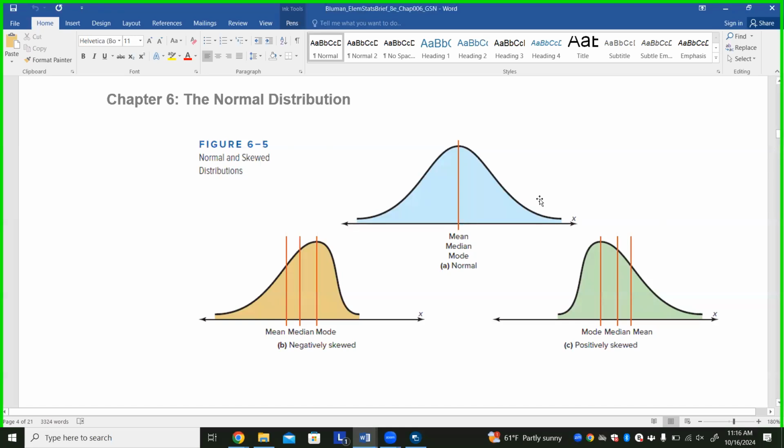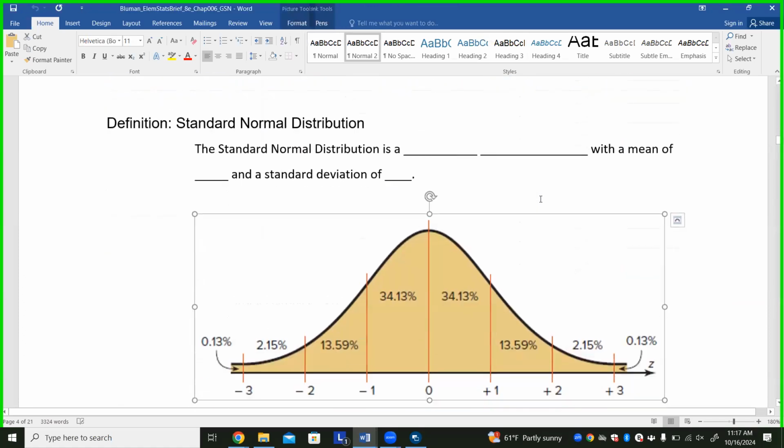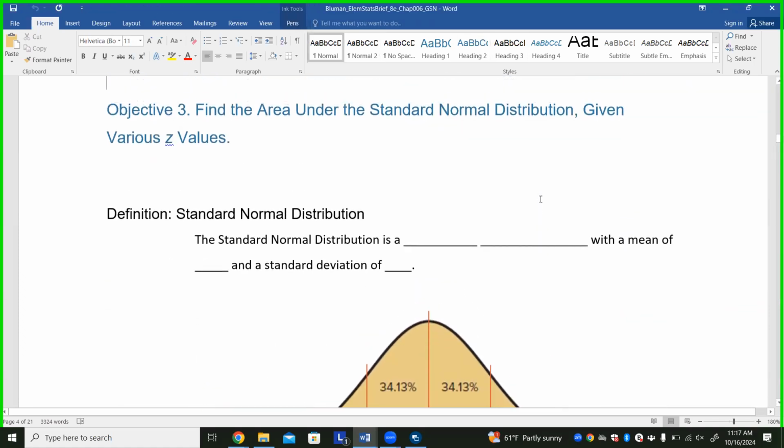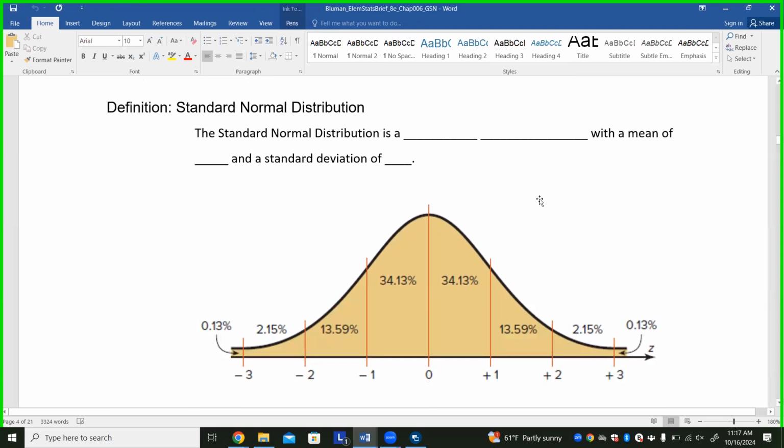All right, let's look at objective 3 then. So now we're going to find the area under the curve, under the standard normal distribution, given various z values. This will be important too for your textbook, knowing your z-score so you can calculate what the distribution is. And when we get to that point, I'll show you what you can do to actually use your textbook.